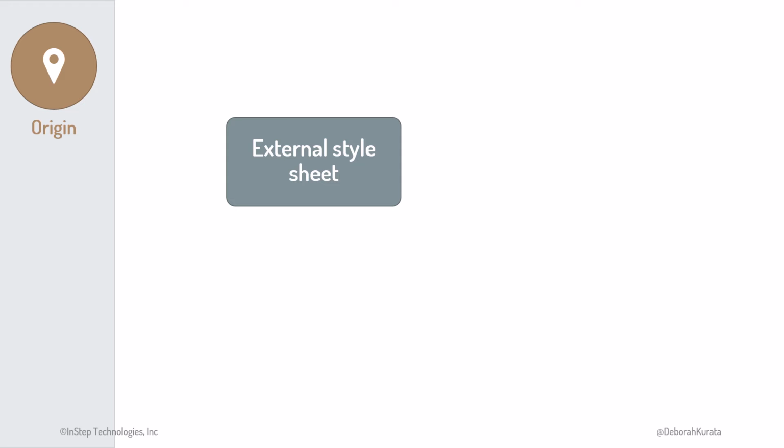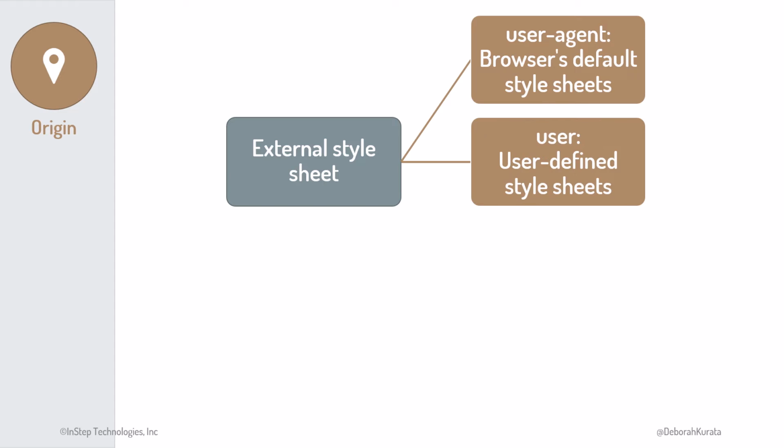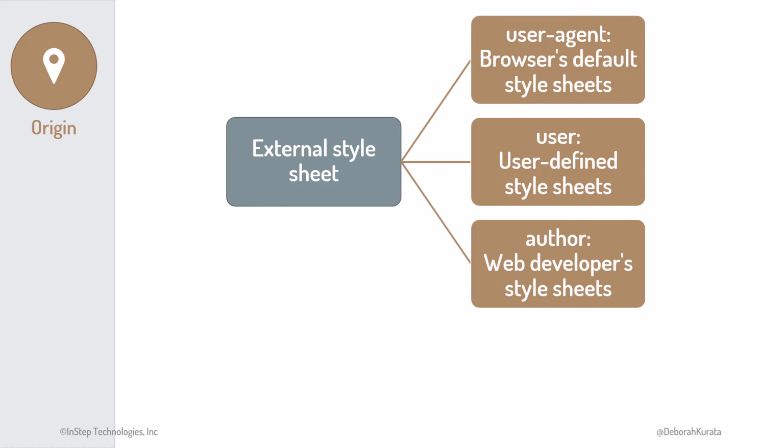External style sheets can come from 3 sources. User agent is the browser's set of default style sheets. These are the styles that are used if we don't override them. We've seen some of the user agent styles in the developer tools throughout this course. A user of a web page can define their own style sheet to customize their styles. This is especially useful for accessibility. And style sheets can come from an author or web developer. That's us. These are the style sheets we create and link or import.